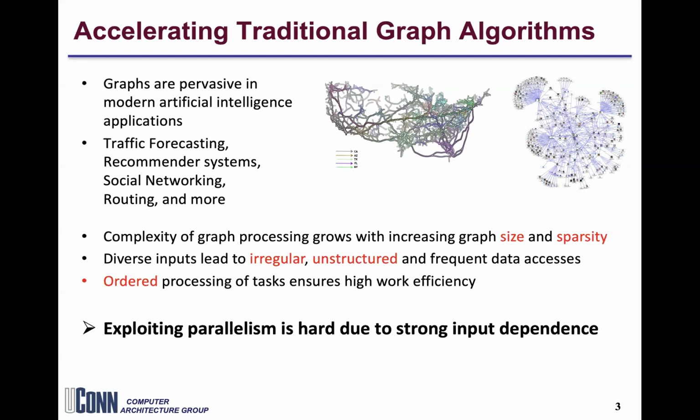The last part that is really important in graph algorithms is that they like to operate on tasks that are ordered. If you don't order those tasks with some notion of the algorithm, there's a huge hit on work efficiency. So parallelism is important on one hand, but work efficiency for these algorithms carries a lot of weight. So exploiting this parallelism is a hard problem.